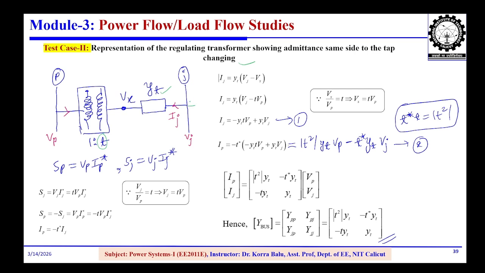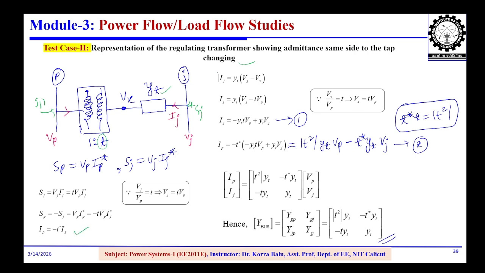Now the power flowing from this side is SJ. The power flowing from this side is SP. Now apply here IP is equal to minus T conjugate into IJ. Okay, in place of T, earlier we have seen A. To avoid confusion, I have shown it in the two representations A and T. So similarly you can get here.